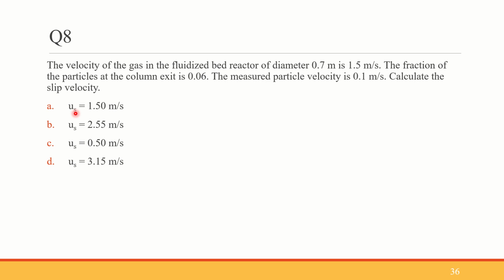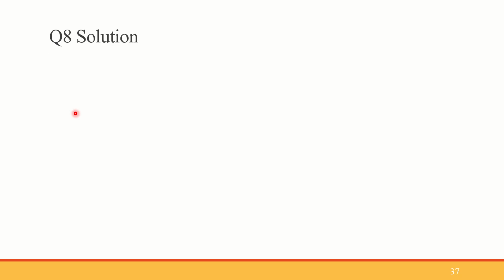So in this question, what is given is that the velocity of the gas in the fluidized bed reactor, with column diameter 0.7 meter, is 1.5 meter per second. The fraction of particles at the column exit is 0.06, and the measured particle velocity is 0.1 meter per second. We are asked to find the slip velocity. Now we'll see the option first. It is 1.5 meter per second, and now let us look at how to calculate it.